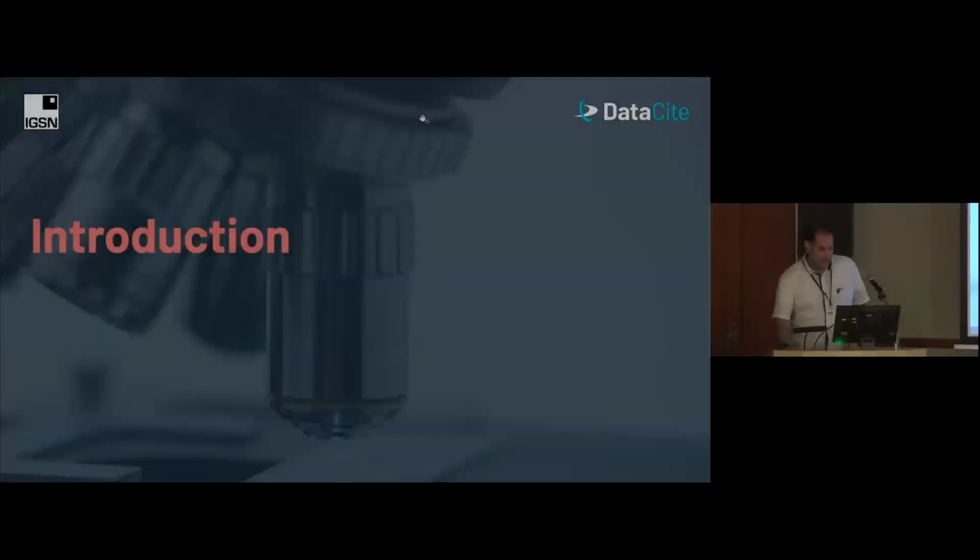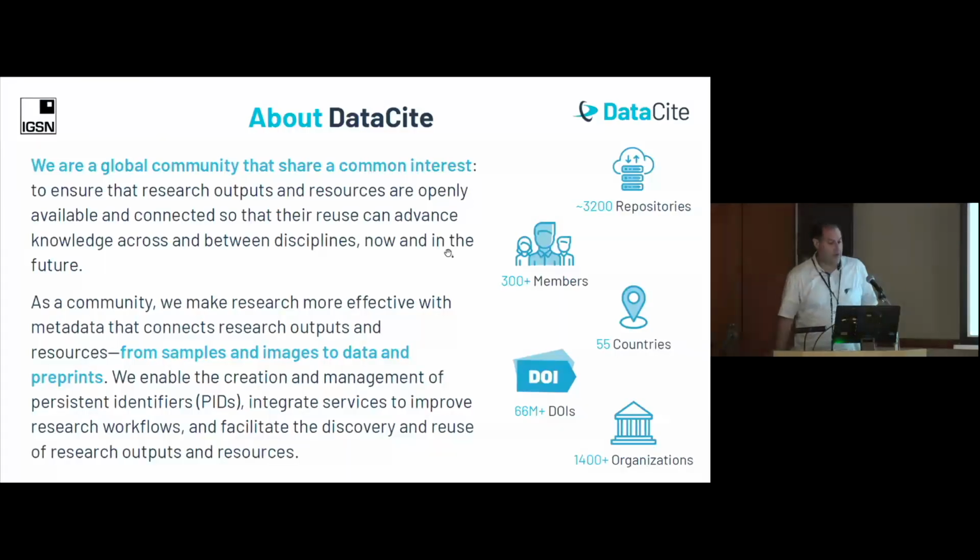So just to give you a little bit of background. If you don't know about DataCite, DataCite's a global community that shares a common interest, which is to ensure that research outputs and resources are openly available and connected so that their reuse can advance knowledge across and between disciplines now and in the future. And as a community, at DataCite, we make research more effective with metadata that connects research outputs and resources.